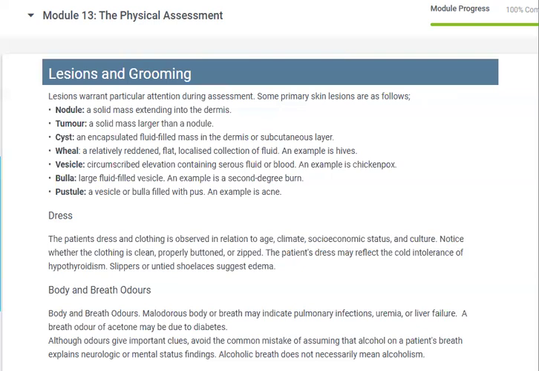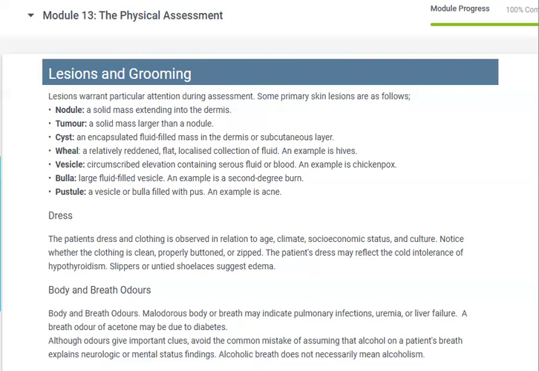An example is hives. Vesicle, a circumscribed elevation containing serous fluid or blood. An example is chickenpox. Bulla, a large fluid-filled vesicle. An example is a second-degree burn. Pustule, a vesicle or bulla filled with pus. An example is acne.